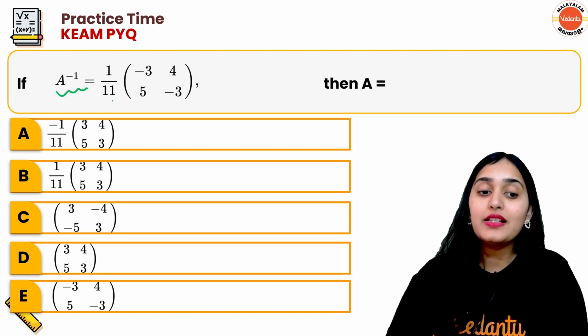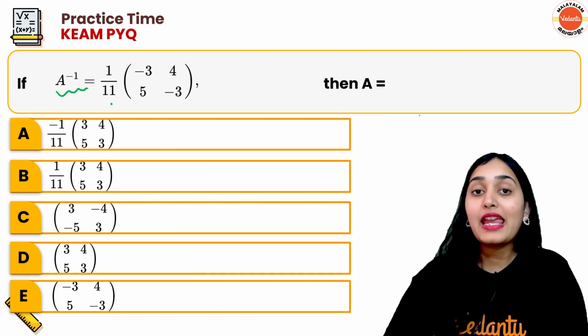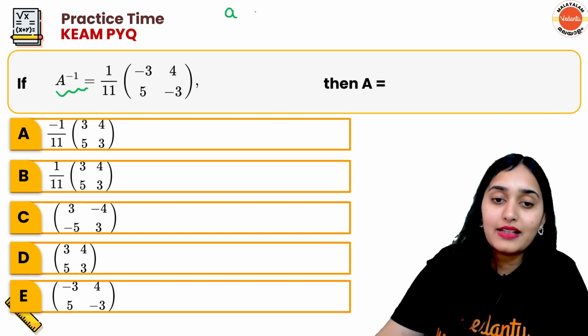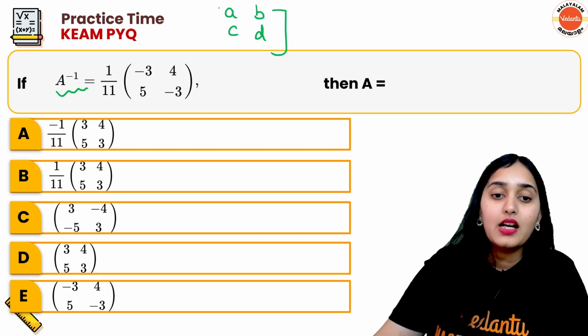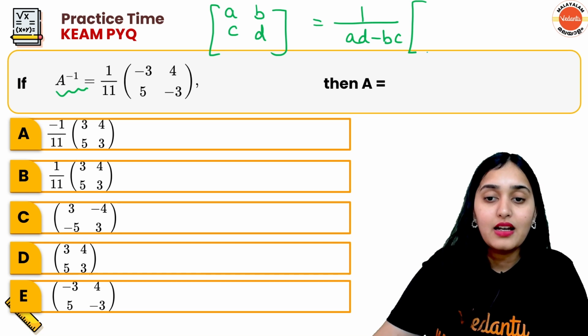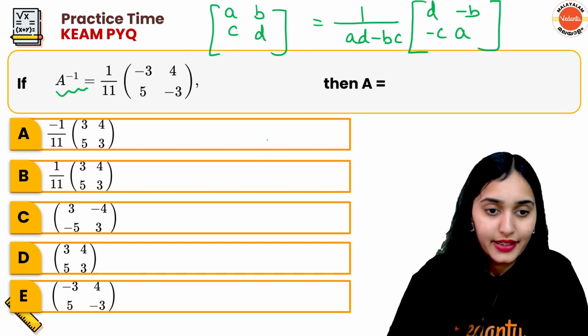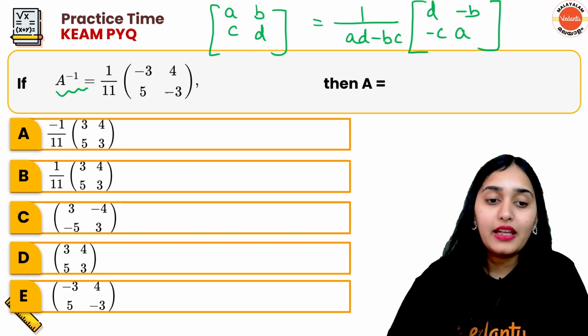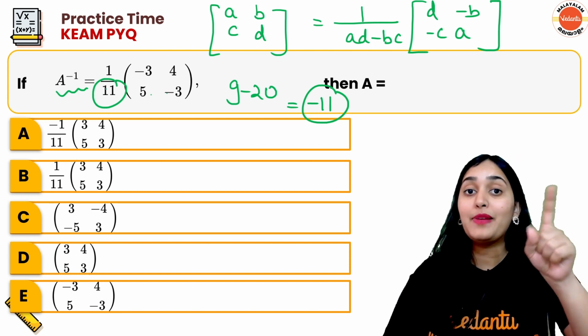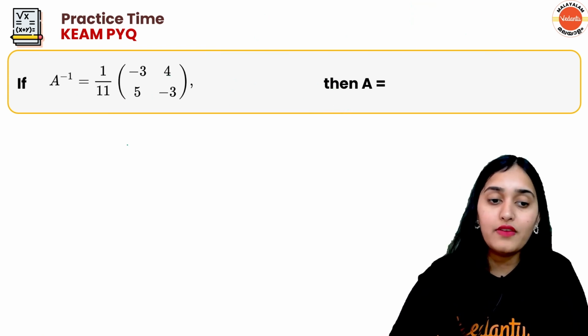If A inverse is this into this, then A is what? Now remember, I told you, if you have a 2 cross 2 matrix A, B, C, D, then the inverse of this matrix is determinant AD minus BC multiplied with interchange D, A, minus B, minus C. Like this we do. Now here, if you observe that 3 into 3 is 9, 5 into 4 is 20. So 9 minus 20 is minus 11. So it should be minus 11, but it is plus 11. So what we will do? First of all, we will make it minus 11.